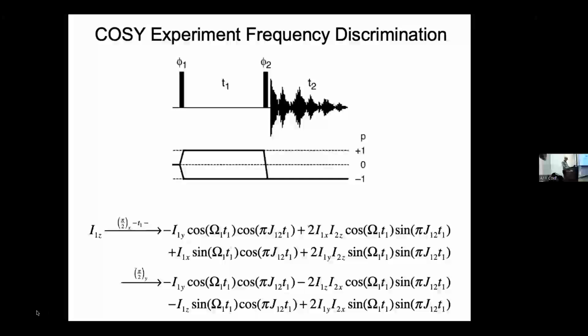But when I do this and change the phase, now you can see these are the operators I don't detect. And now these are the operators I do detect.